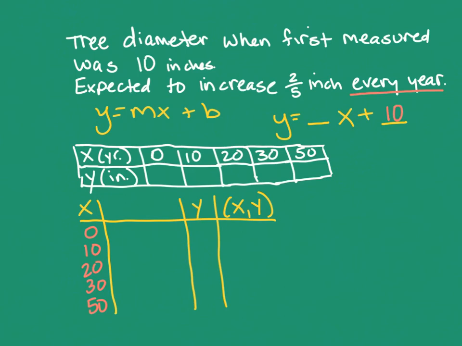What's going to change is this every year part. X is going to represent that every year. And it's 2/5 of an inch for 1 year, and then 2/5 of an inch for another year, and then 2/5 of an inch for another year. So it's going to be multiplied by however many years we're talking about. So we put 2/5 there.